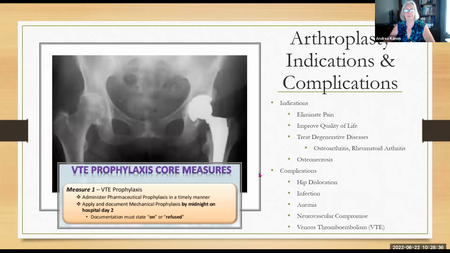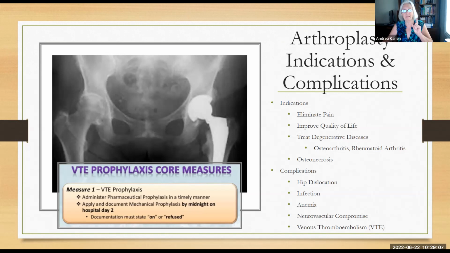Why are we going to do this? Improve quality of life and to treat osteo and rheumatoid arthritis and osteonecrosis. And we're going to talk a little bit later about how to tell the difference between osteoarthritis and rheumatoid arthritis, because test questions like to intertwine both of them. And then you have to know which is which, because they're not exactly the same.